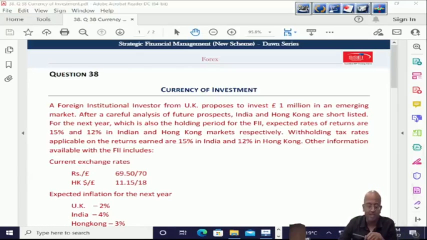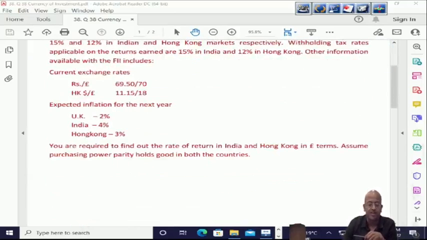For that purpose, the expected inflation rate is given. UK 2%, India 4%, Hong Kong 3%. UK will have a lower inflation as compared to India. As per purchasing power parity, whichever country will have a lower inflation, that country's currency is expected to appreciate. So pound should appreciate.